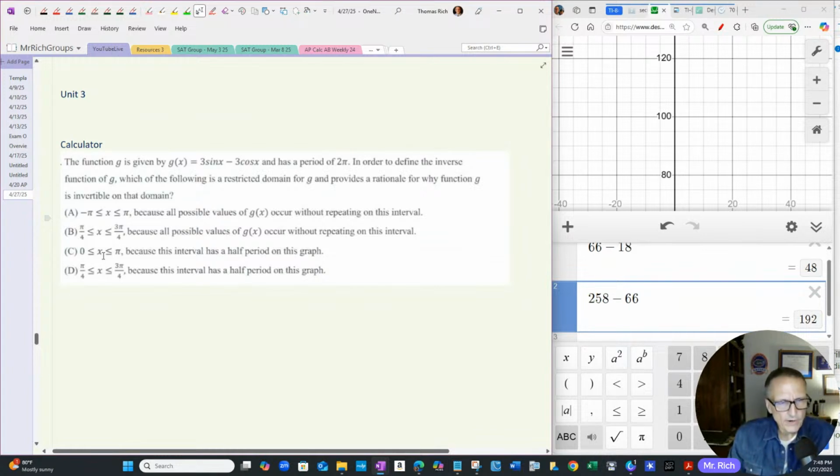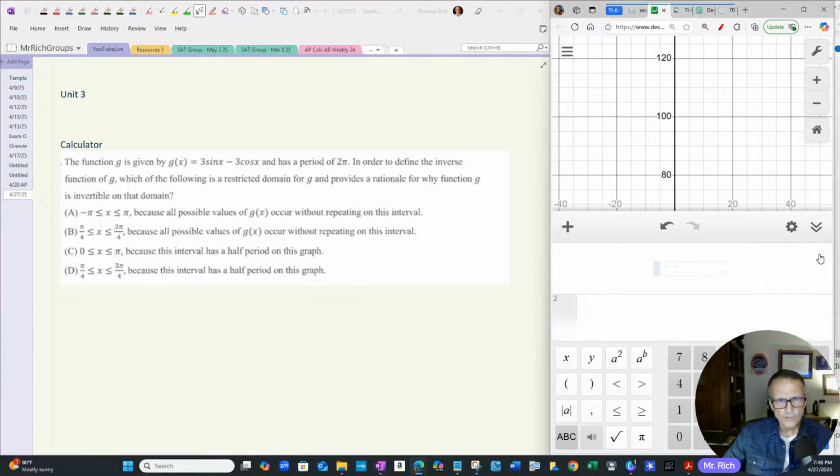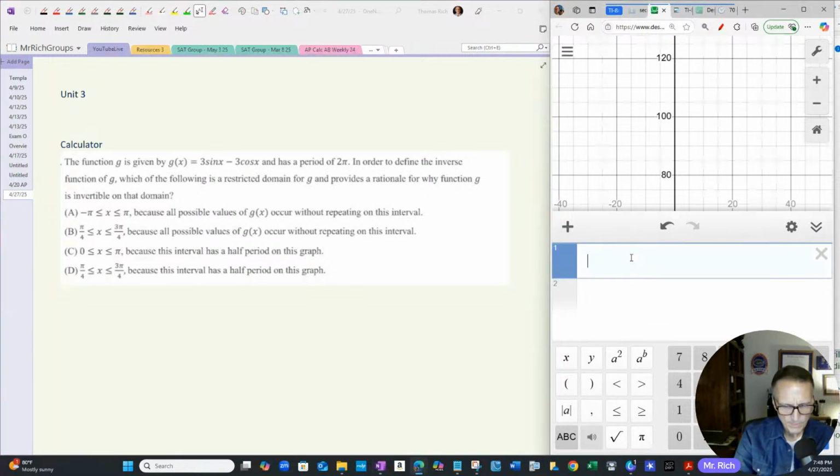The function, and this is calculator active, the function g is given by 3 sine x minus 3 cosine x and has a period of 2 pi. In order to define the inverse function of g, which of the following is a restricted domain for g and provides a rationale for why function g is invertible on that domain? Well, we're going to go ahead and graph this and take a look at what the function really is. So we will graph this. And what we're going to be looking for is an interval over which it would pass a horizontal line test. Probably the easiest way to say that.